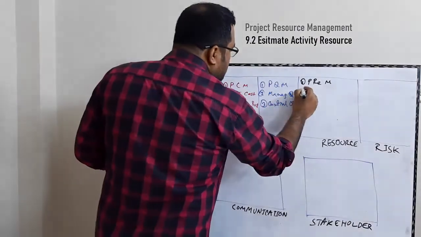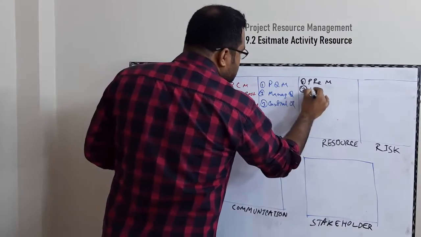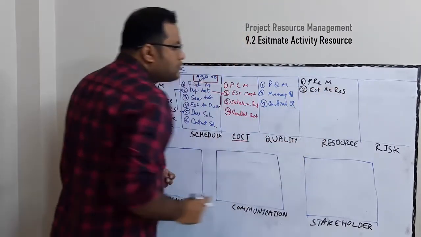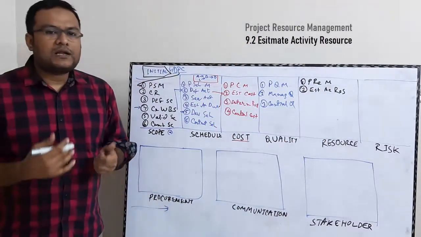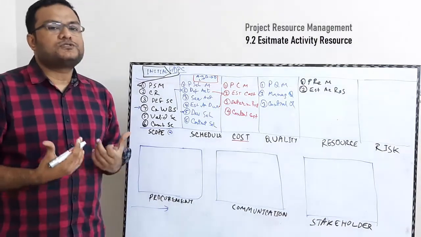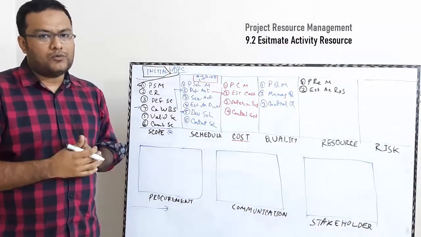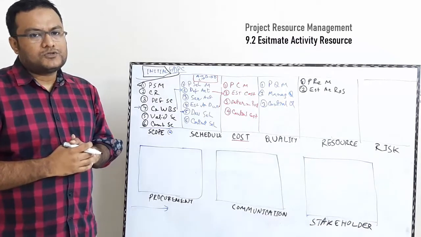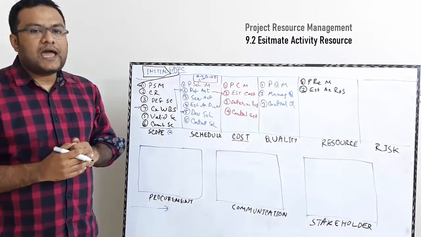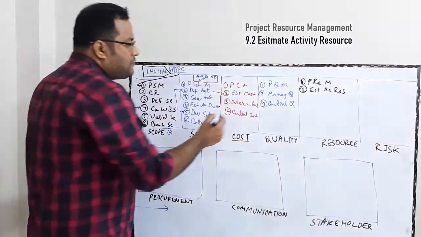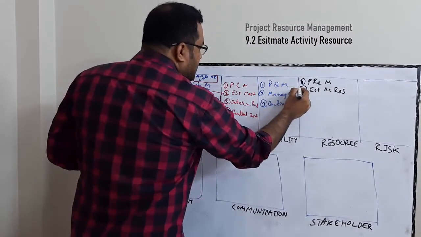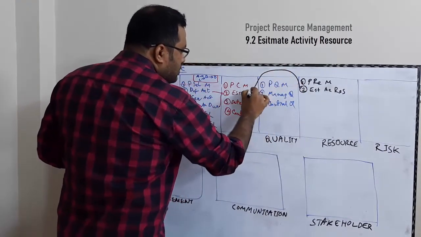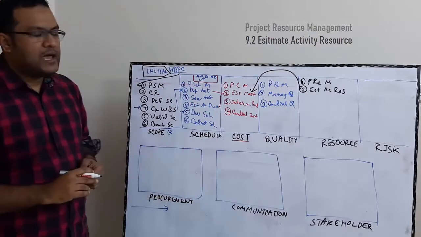Then you need to have another process, which is estimate activity resources. So to perform one activity, what type of resources we need and how long do we need them for. So you need to have estimate activity resources. If you have this, then it also helps you to estimate cost for an activity.